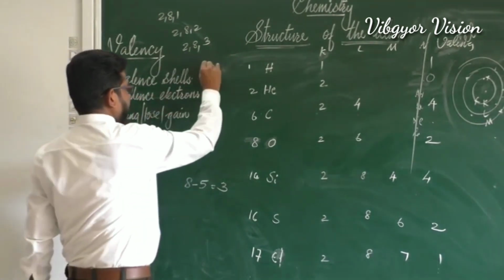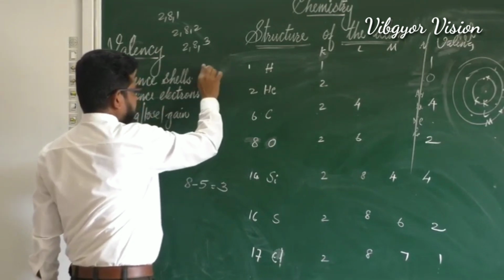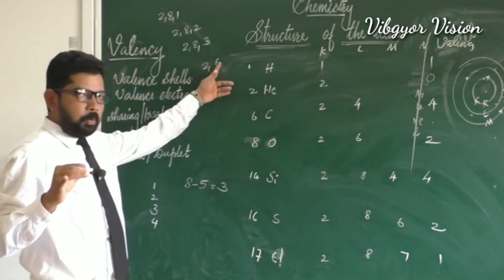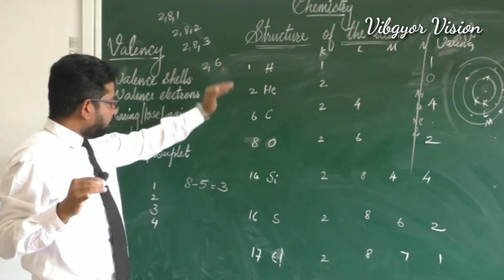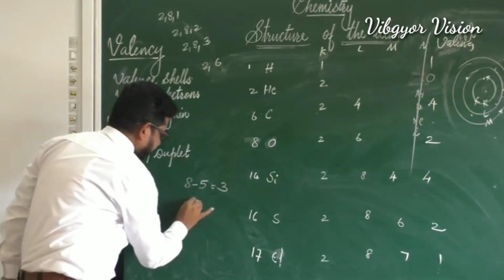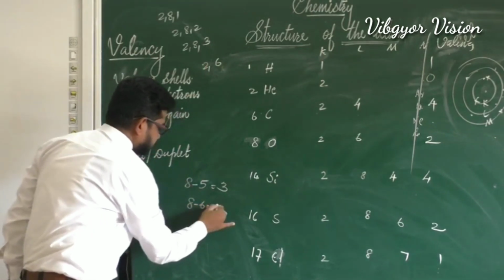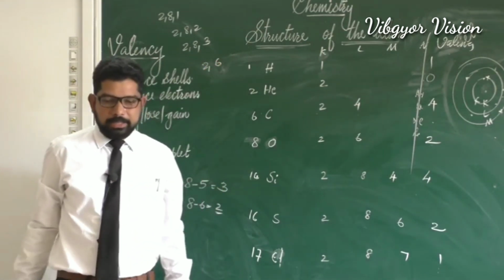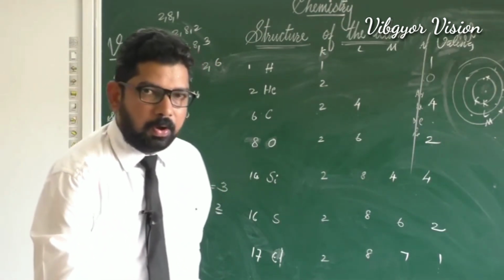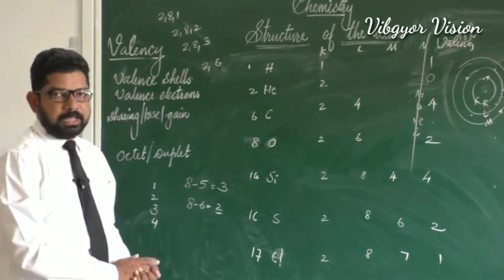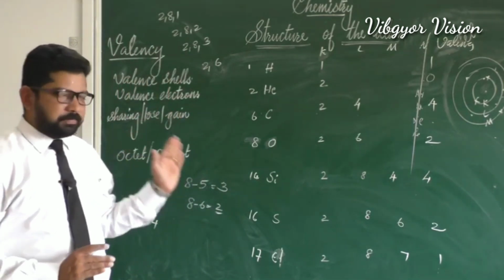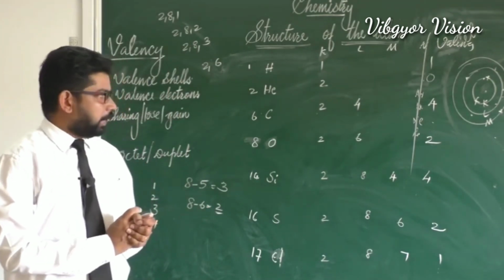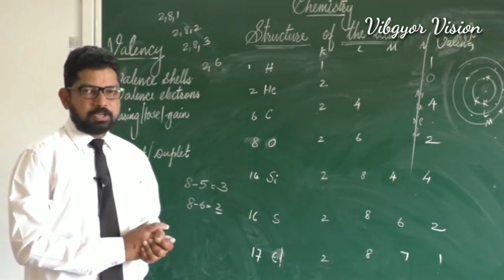If it is more than 4, for example oxygen, its configuration is 2, 6. 6 is more than 4. If it is more than 4, what we have to do? We just have to subtract from 8. 8 minus 6 is equal to 2. So 2 is the valency of oxygen. In this way very easily we can find out the valency of different elements. And a brief table is given in your textbook. Don't forget to read it, and you will get clear regarding the valency of different elements.